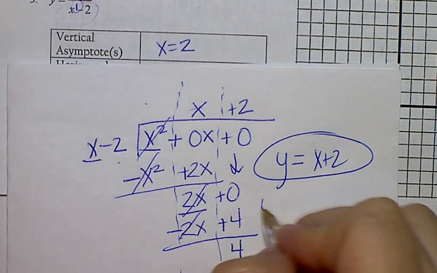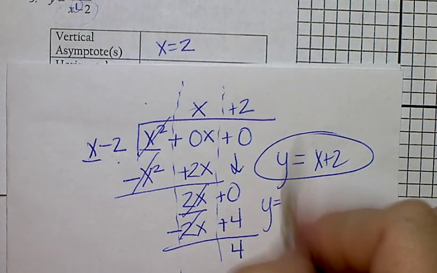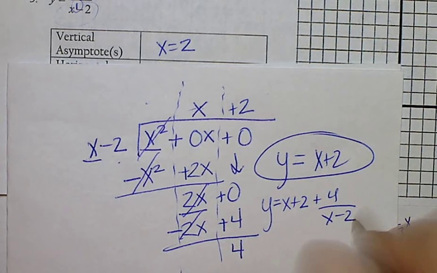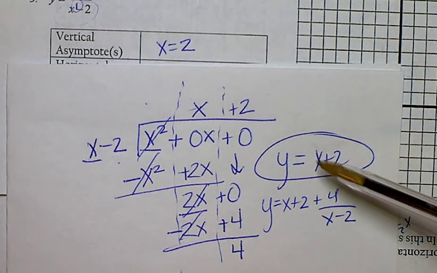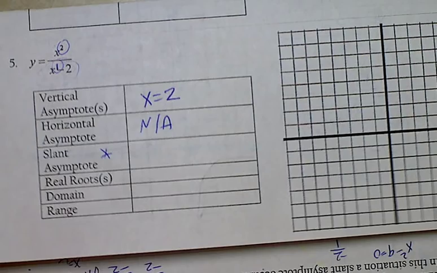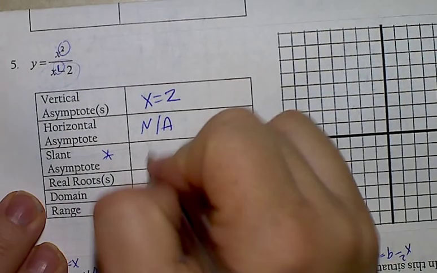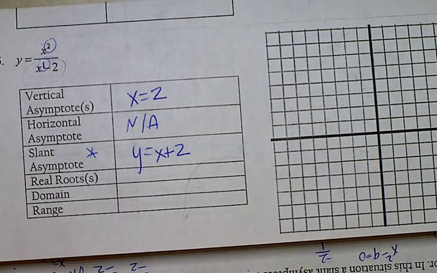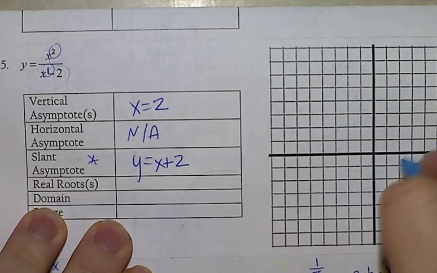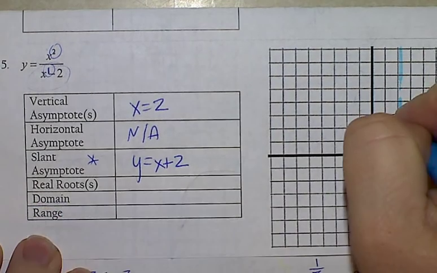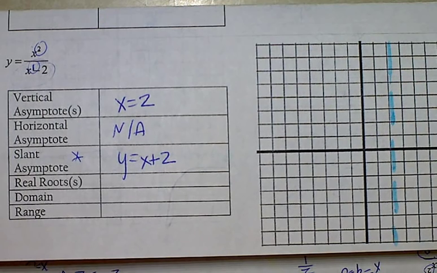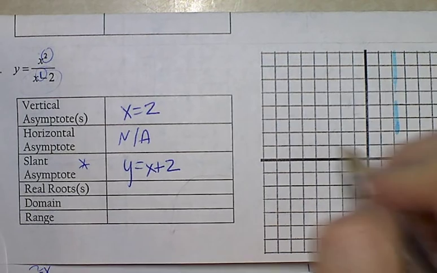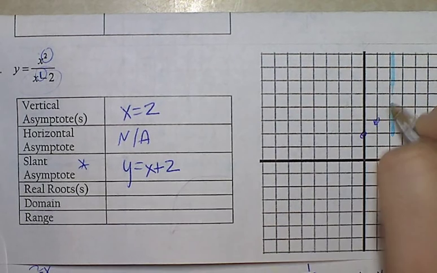But you may see in upper level math, after you pass my class, you may see x plus 2, and there's a remainder of 4, so plus 4 over x minus 2. I would accept either one of these in this position, but I really do prefer the simpler of the two. Let's graph the two things we know. Let's go to x equals 2. And then I'm going to graph the slant asymptote y equals x plus 2. So I'm going to start at positive 2 and go up 1 over 1, up 1 over 1, and so on.